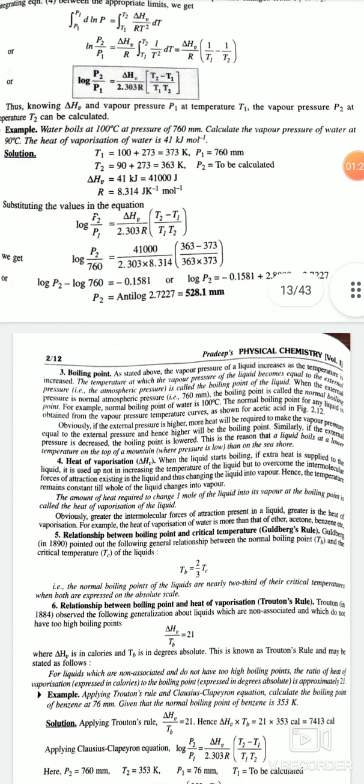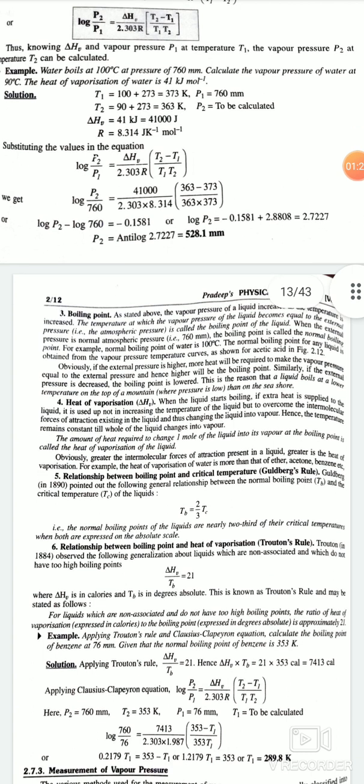Fourth point is heat of vaporization, denoted by delta HV. When the liquid starts boiling, if extra heat is supplied to the liquid, it is used up not in increasing the temperature of the liquid but to overcome the intermolecular forces of attraction existing in the liquid and thus changing the liquid into vapor. Hence, the temperature remains constant till the whole of the liquid changes into vapor. The amount of heat required to change 1 mole of liquid into its vapor at the boiling point is called the heat of vaporization of the liquid.